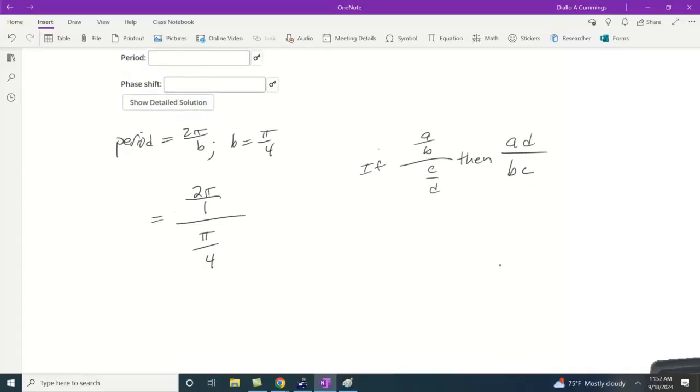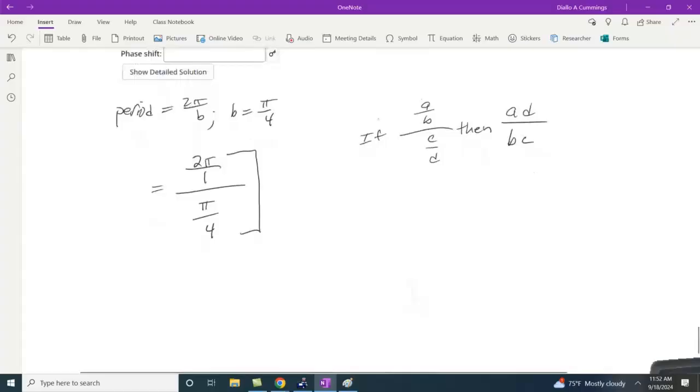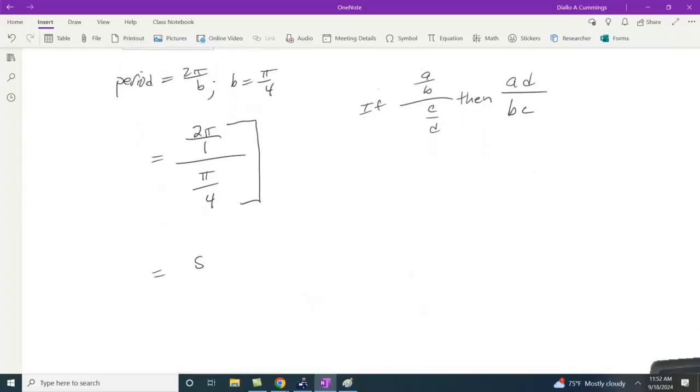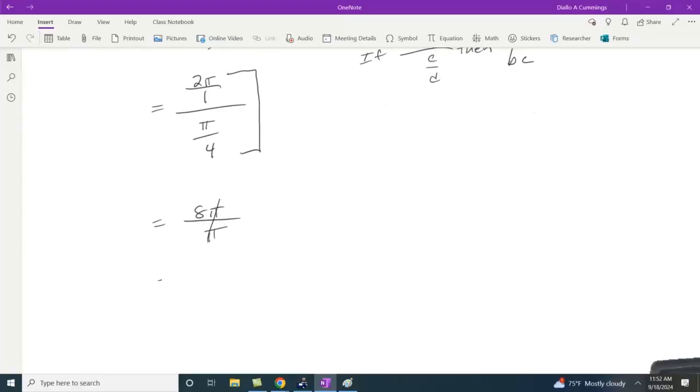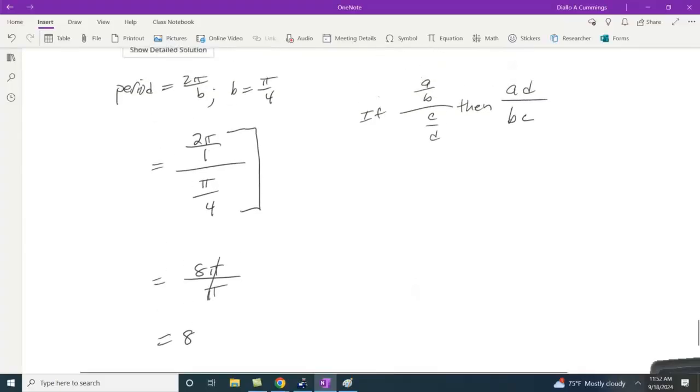Right. So I'm just going to multiply 2 pi times 4, and that's going to be 8 pi, and that goes in the numerator. I'm going to multiply 1 times pi, that gives me pi. The pi's are going to cancel, so the period should be 8.